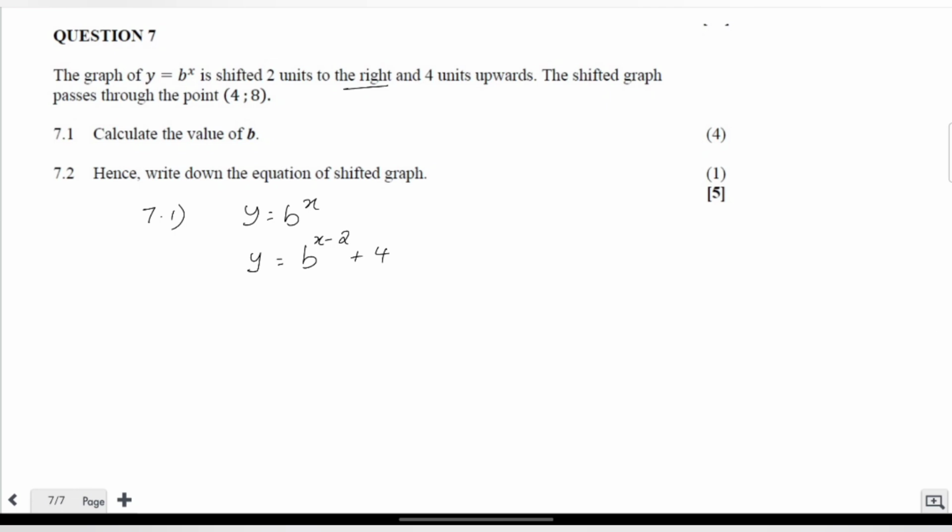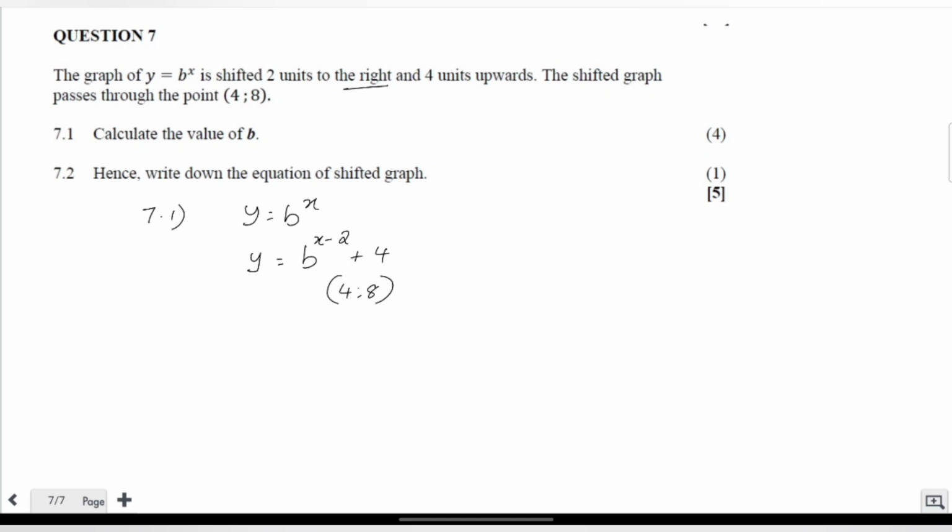Okay, now this graph is passing through the point (4, 8). I remember I told you in the previous question, here what is the main challenge? b. It's only one unknown, so we need one point. That point is given. This shifted graph is passing through the point (4, 8). So what are you going to do? Take the point, substitute and find the value of b, that is 7.1.